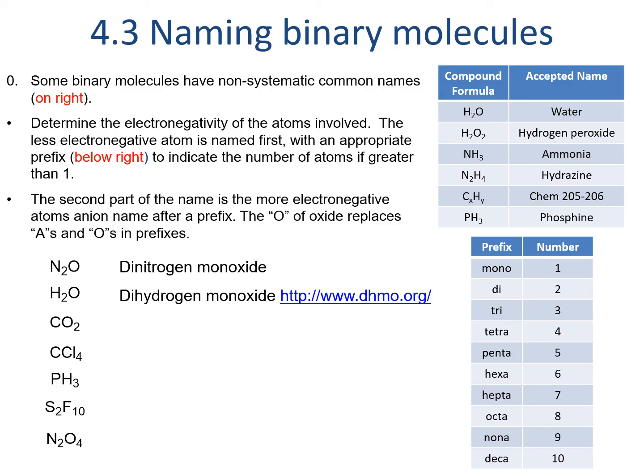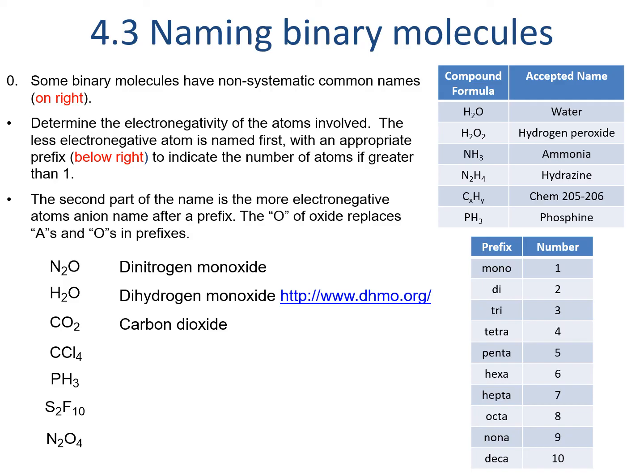Anyway, the next molecule, CO2. The carbon gets listed first, since it's farther left in the periodic table and therefore less electronegative. It doesn't need a prefix because there's just one carbon. The oxygen becomes dioxide, making CO2 carbon dioxide. You might have noticed that in every one of our formulas, the less electronegative atom is listed first. This tends to be true and is a good assumption in most cases.